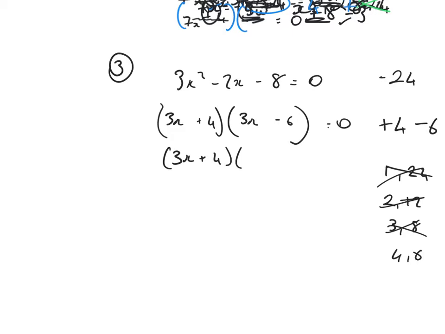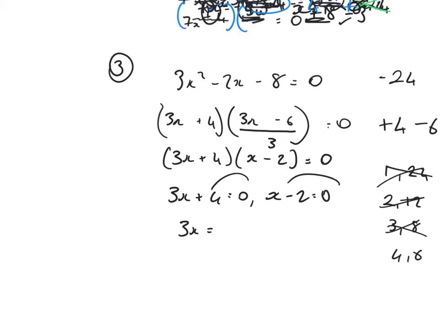Second bracket, what can I take from 3 and 6? Well, I can take out a common factor of 3, so let's simplify that down. 3 into 3x goes x times, minus in the middle, and 3 into 6 goes 2 times, equals 0. Okay, so 3x plus 4 equals 0, x minus 2 equals 0.